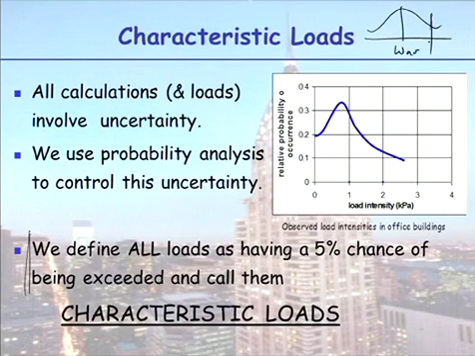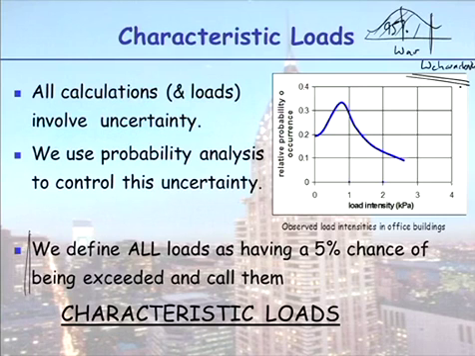They are loads up here, and a 5% chance of being exceeded means 95% of values lie below that load. So when we say the live load is, calculate the dead load, assume they are characteristic loads. They are these loads up here. So we design for extreme conditions by putting extreme loadings on.